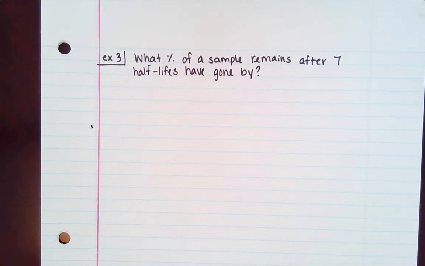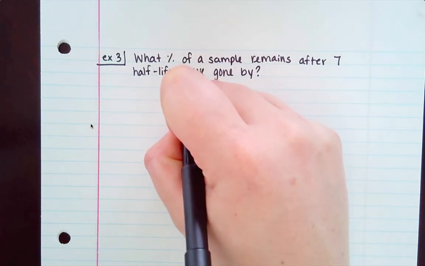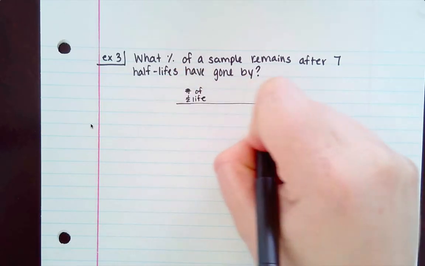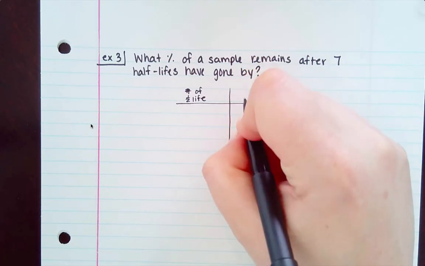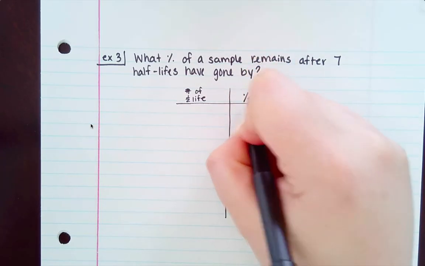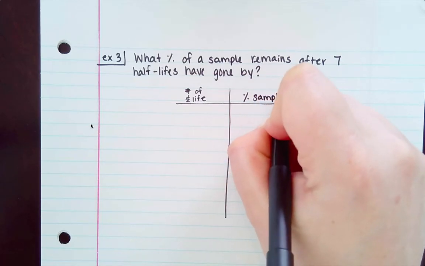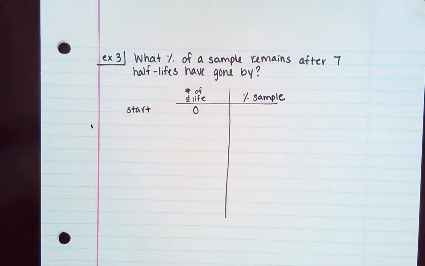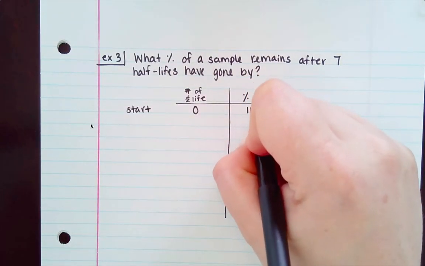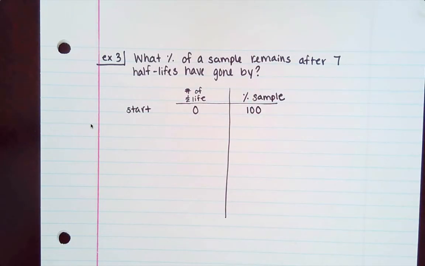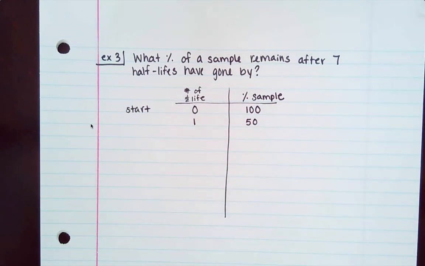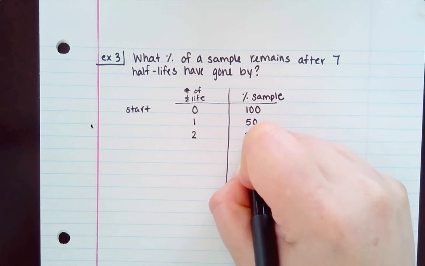We don't know what sample we're talking about, and we don't know how much time, so my table's going to look different. This will be number of half-lives, and this will be percent of sample. Always start at time 0. 0 half-lives have gone by, therefore you would have 100% of your sample. If 1 half-life goes by, you're down to 50. If 2 half-lives go by, 25.